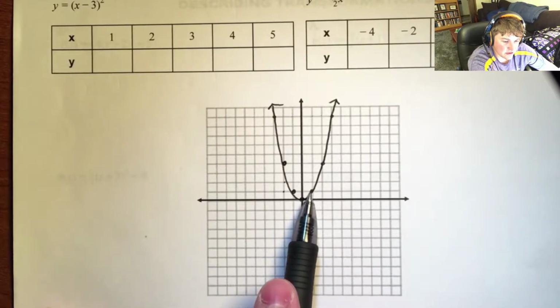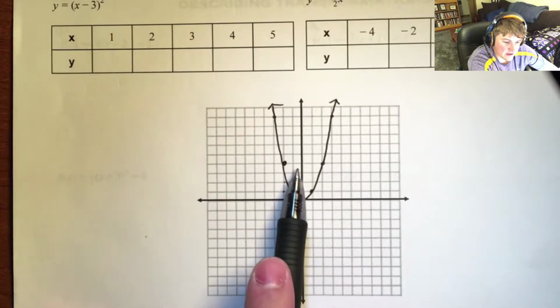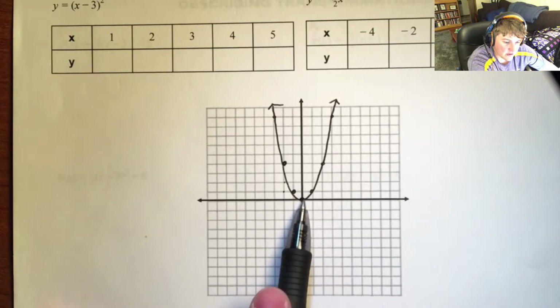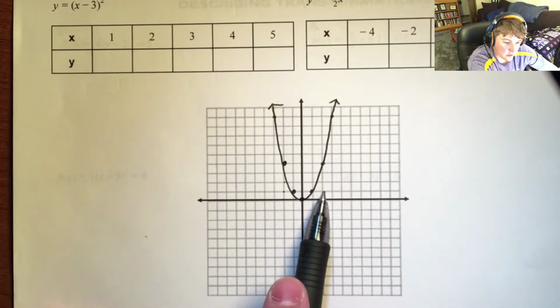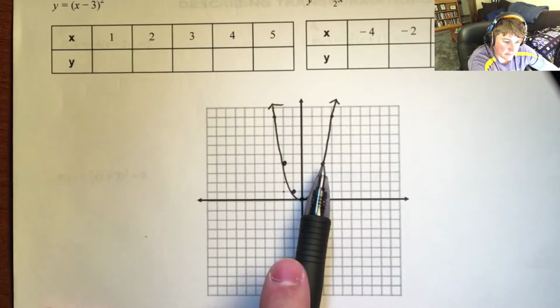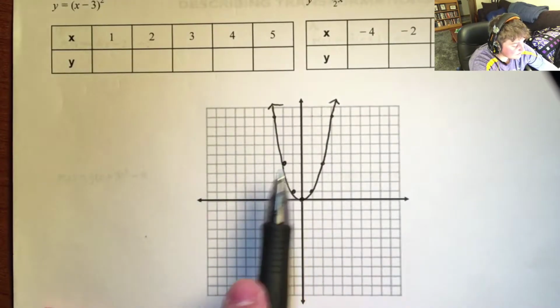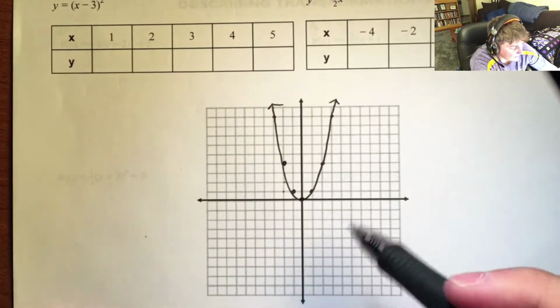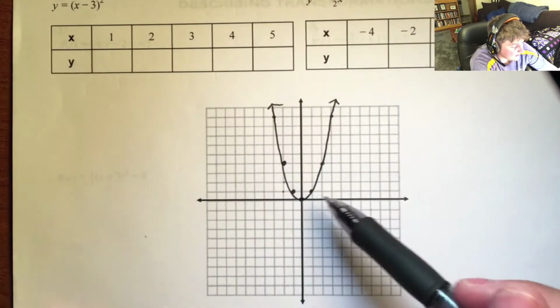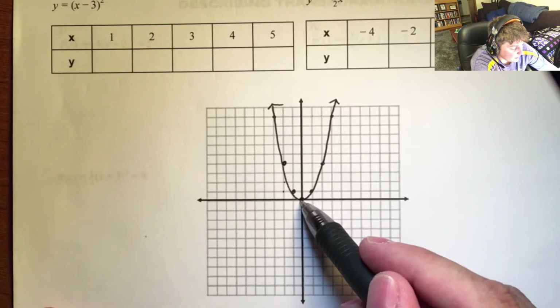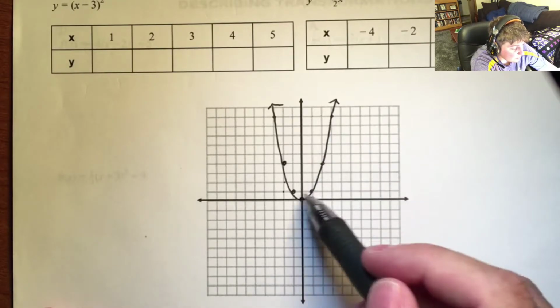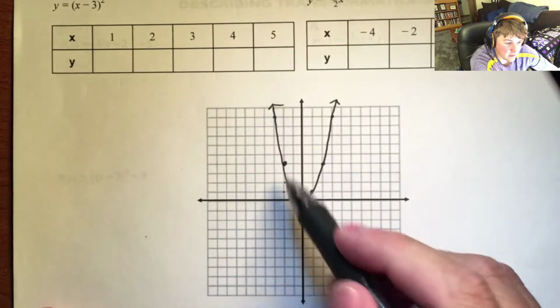Okay, and then it goes over 1 and up 1, and then over 1 and up 3, and then over 1 and up 5. You may notice some differences here. But really, the big thing is we want to look at where this vertex is positioned. It's also opened up and has a standard width to it.